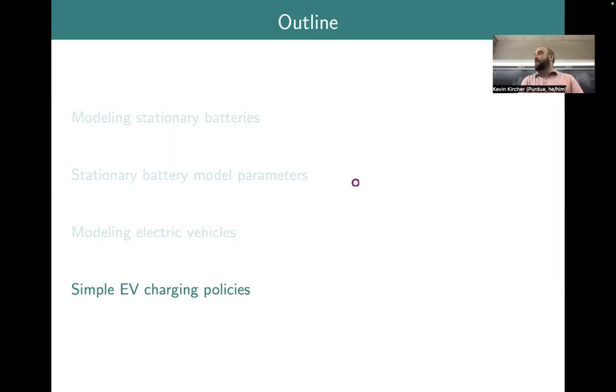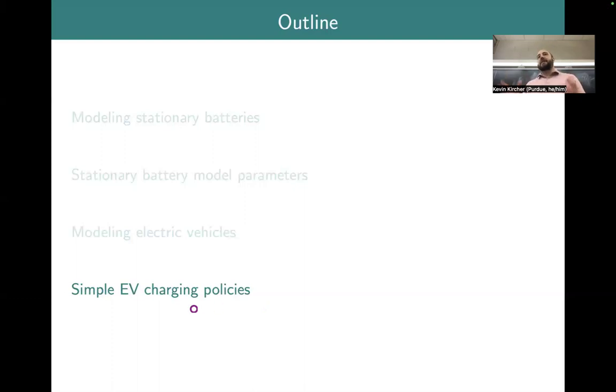So yeah, last time we talked about stationary batteries, how we model them, how we find the parameters. We talked about 6 different parameters that go into the stationary battery model. And then we talked about EVs as basically batteries that can move around and how to get data for those models. And then we talked about 3 different policies we ended up on Tuesday for how we charge electric vehicles.